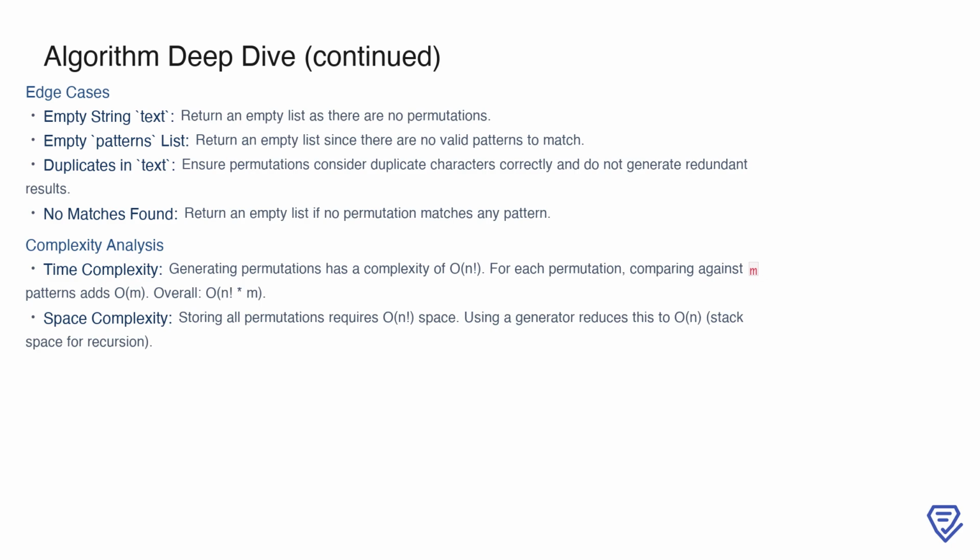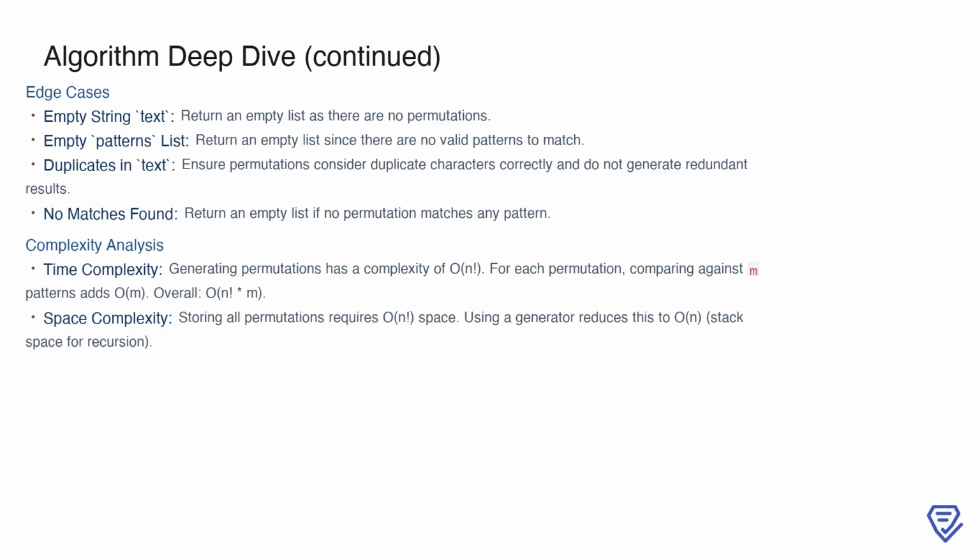In terms of complexity analysis, the time complexity of this algorithm is dominated by the permutation generation step, which is O(n). Comparing each permutation against m patterns adds another factor of O(m), leading to an overall complexity of O(n * m). The space complexity depends on how permutations are managed. Storing all permutations requires O(n) space, but using a generator reduces this to O(n), which accounts for the stack space used during recursive generation.